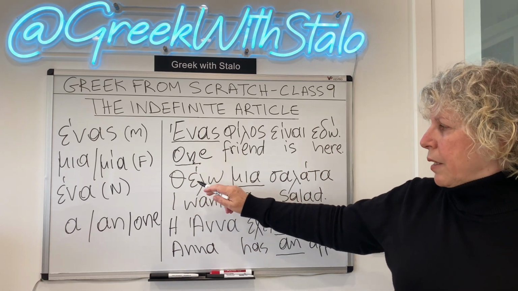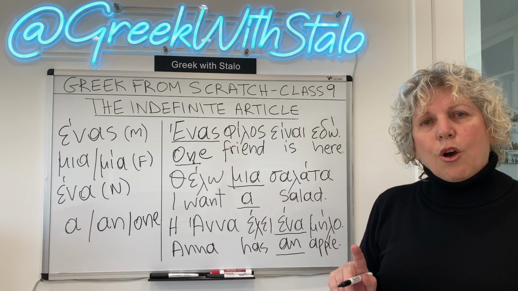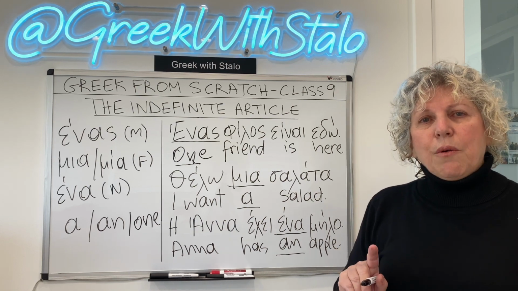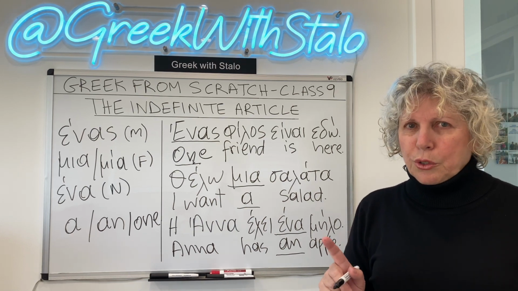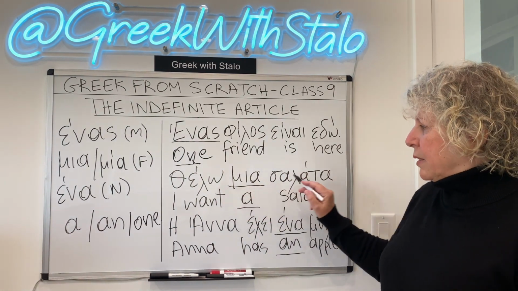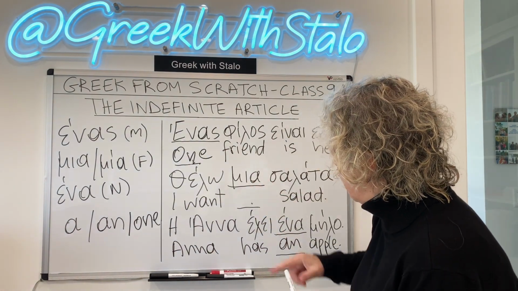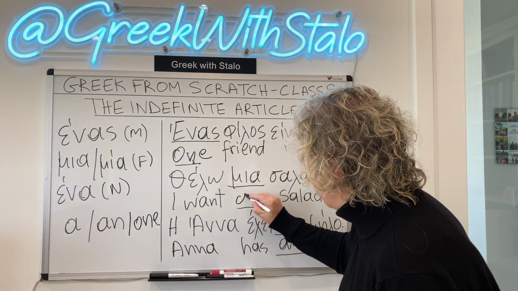The second one, θέλω μια σαλάτα. I want one salad, not two, not three, just one. Θέλω μια σαλάτα. So we translate it as "one".